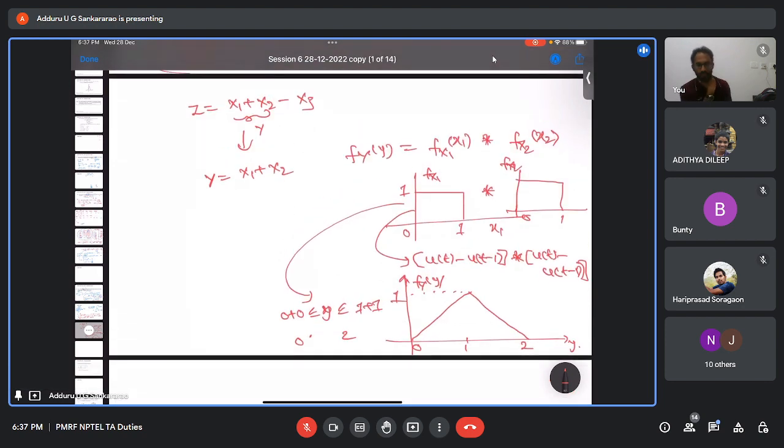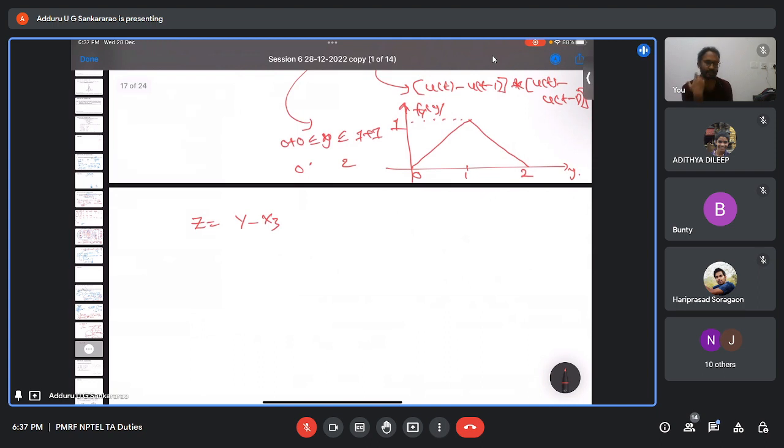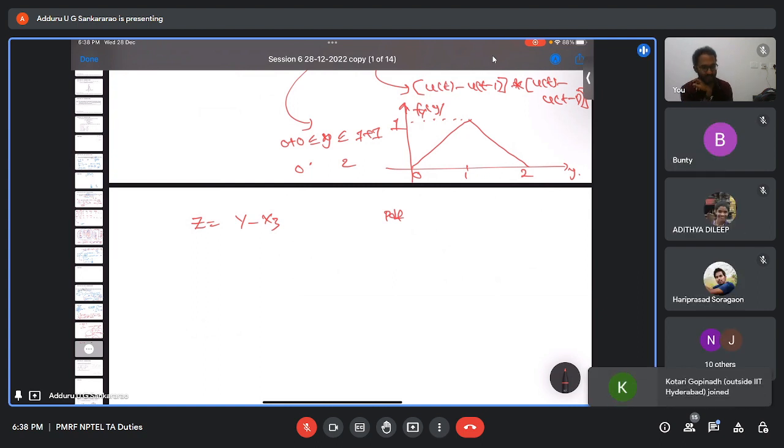Minus x3 you have to do. So I can write now z equal to y minus x3. Now x3 PDF we know. What is the PDF of minus x3? This you can do. Instead of x3 PDF, you can find out minus x PDF, the PDF of minus x3.